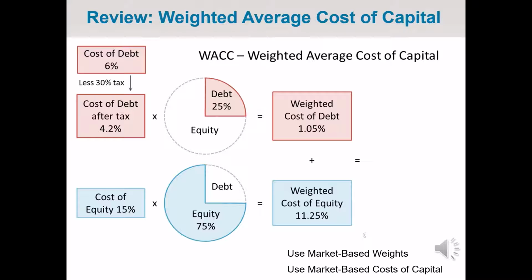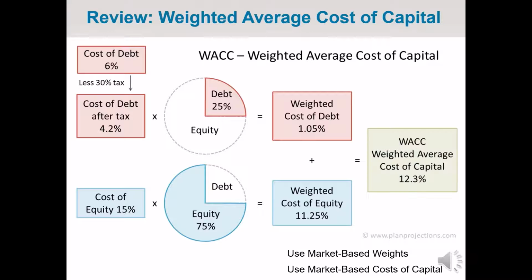We multiply the cost of debt, that 4.2%, times our percentage of debt at 25%, to come up with our weighted cost of debt, after taxes, of 1.05%. The cost of equity at 15%, we'll multiply times our total equity in our capital structure of 75%, and that is a weighted cost of equity of 11.25%.